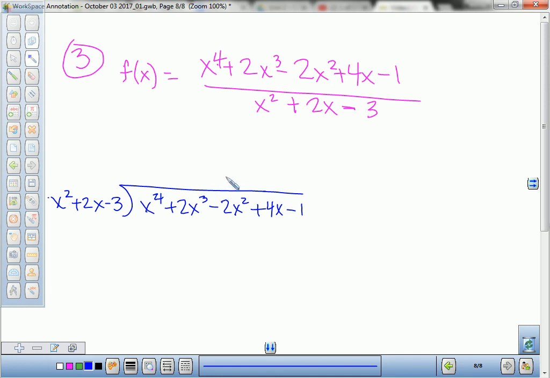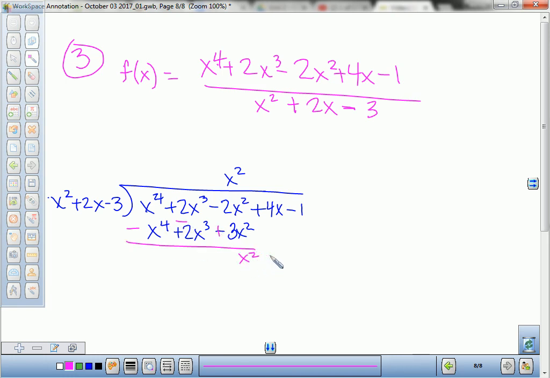Alright, so we have our x squared, x to the 4th, plus 2x cubed, minus 3x squared. Alright, so change signs. We change our signs. The x to the 4th and x squared terms both cancel. That's nice. And then you end up with an x squared.